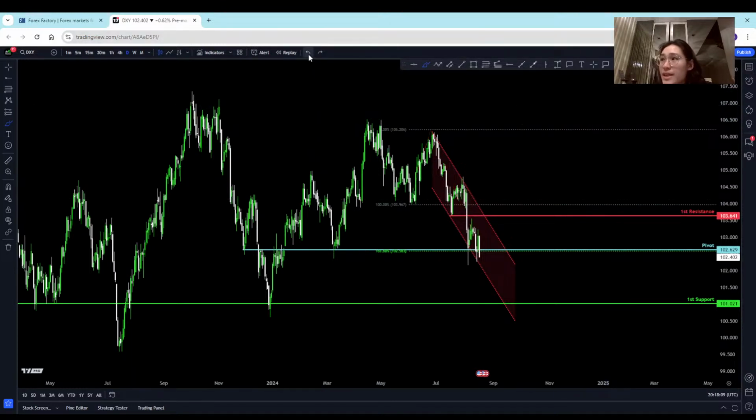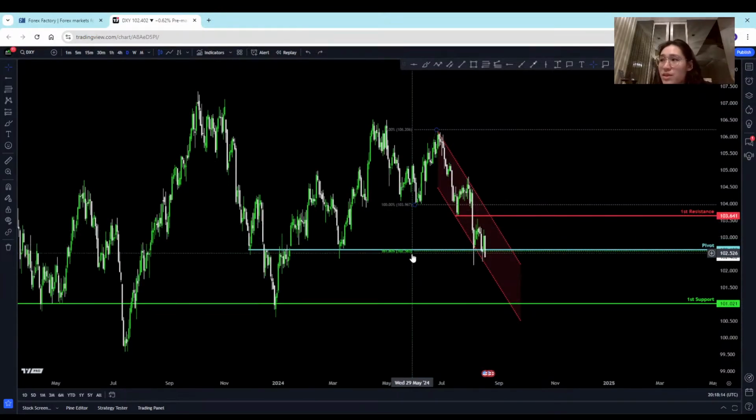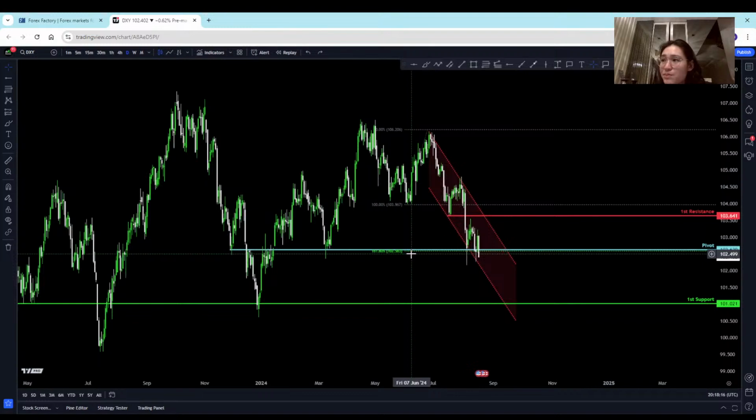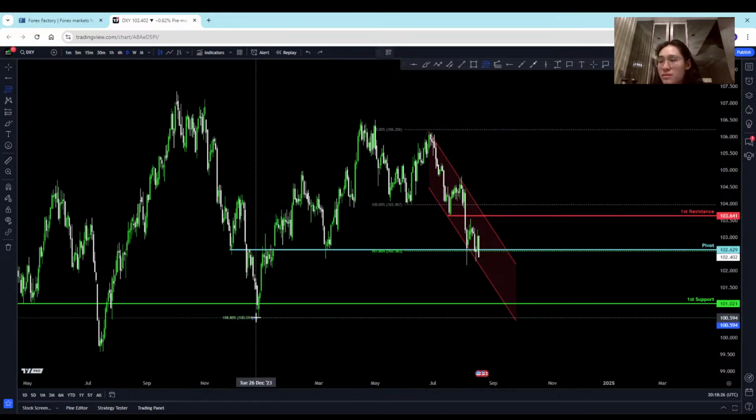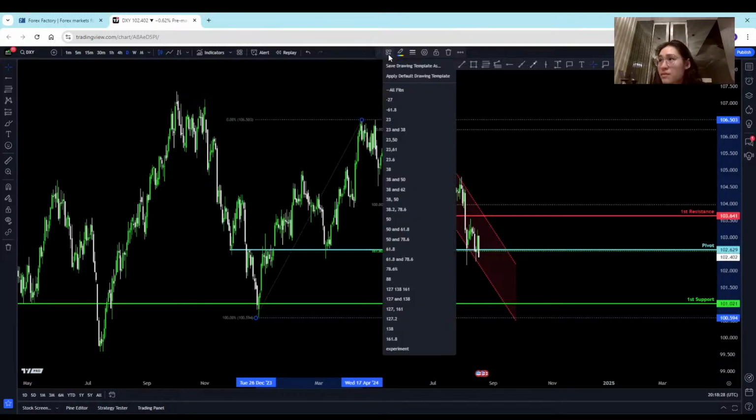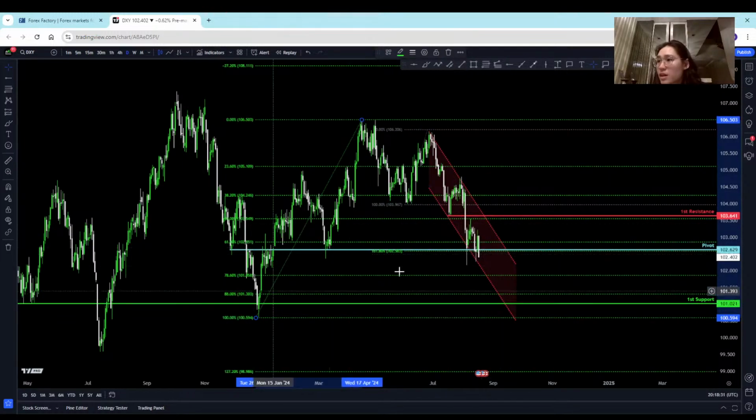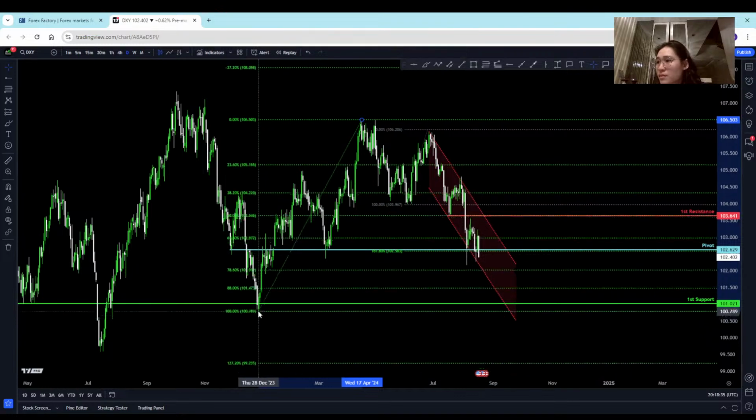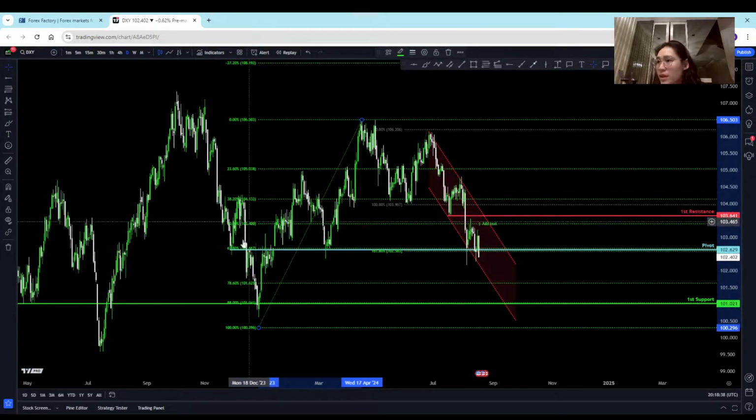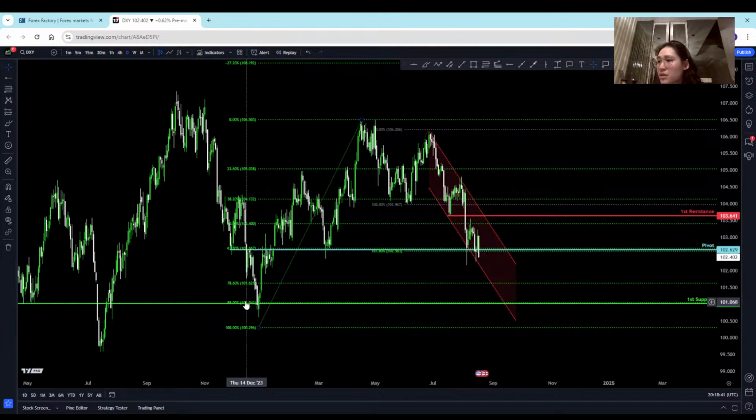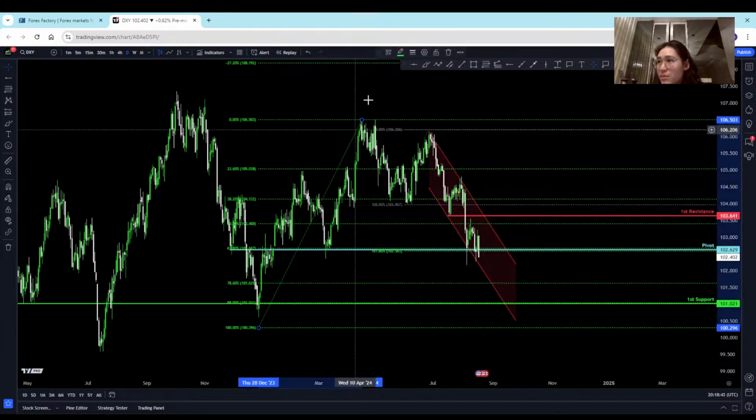Okay, and for this technique, we are looking at the levels greater than 100%, so namely the 127 and the 161.8 like we have here. Our 61.8 lines up with our pivot as well, and our 88% as well.